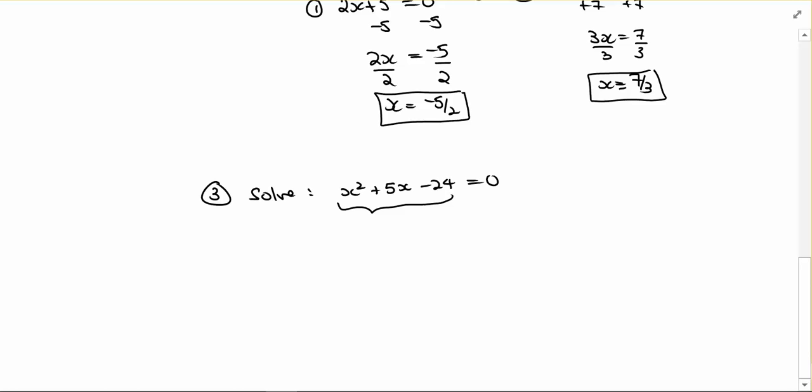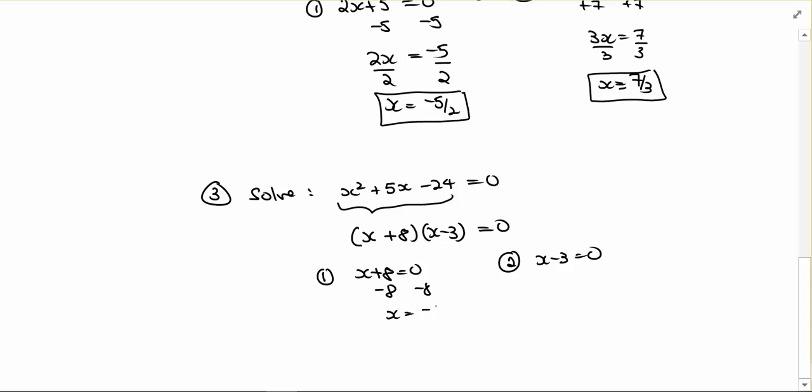So this is one of those trinomials that is easy to factor. We ask ourselves what numbers multiply to be negative 24 while adding to be 5. So that would be x plus 8 and x minus 3. And now we have our two factors, our m and our n. So we can say 1, x plus 8 equals 0, 2, x minus 3 equals to 0, and then subtract 8 over and say x is equal to minus 8, or x is equal to 3, and report our answers.